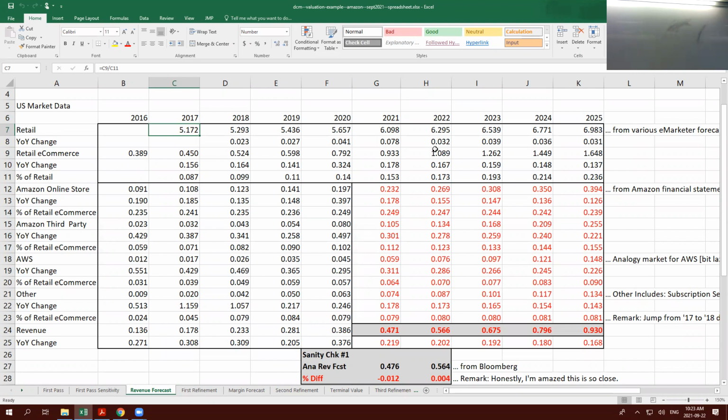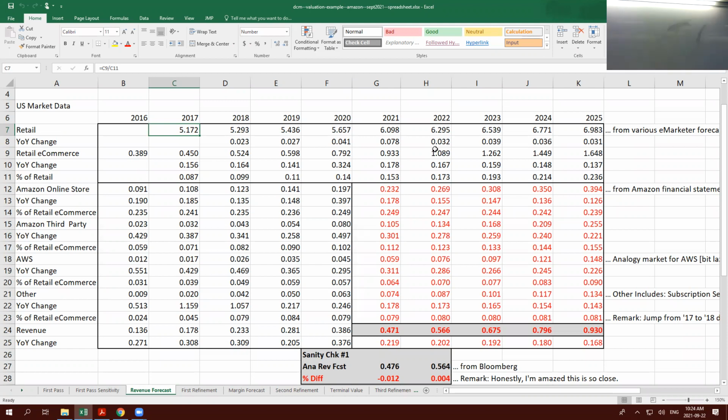And then what do I look at? I start to look at things like the year-on-year change from here to here, 18.5%, and so on. And then I also look at what is the percentage of Amazon online store of retail e-commerce? 2016, it's 23.5%, 24.1, 23.5, 23.6. Bump up during the pandemic, 24.9.